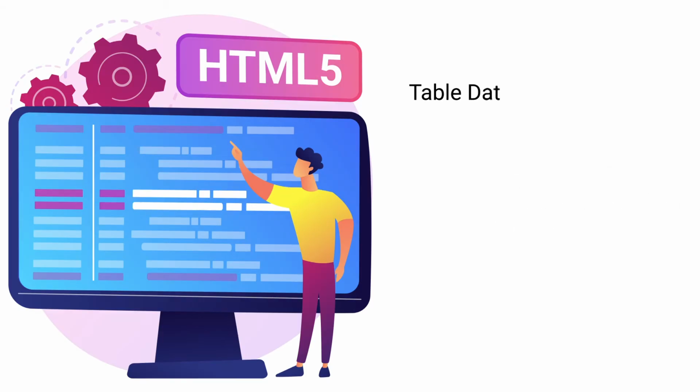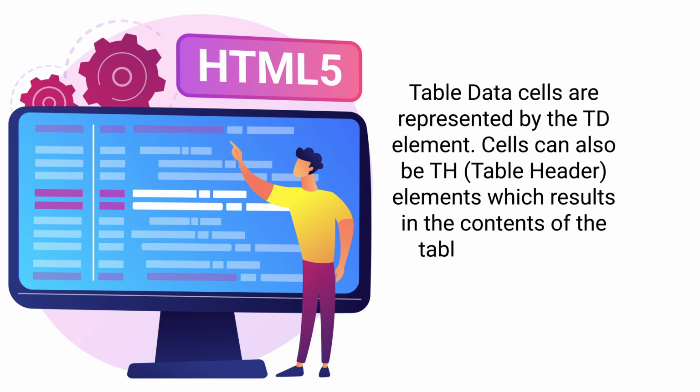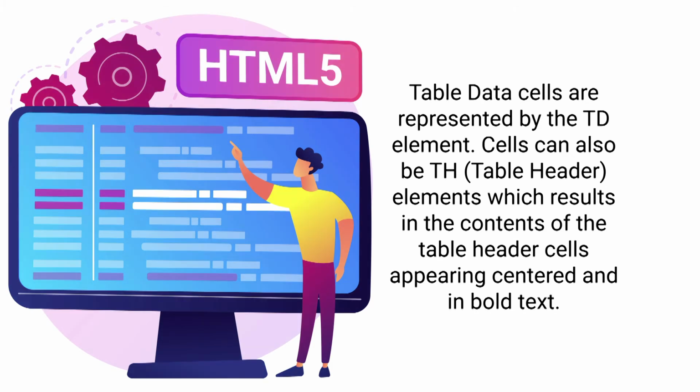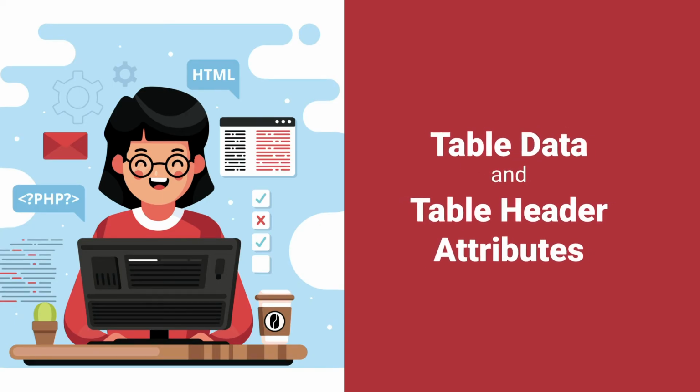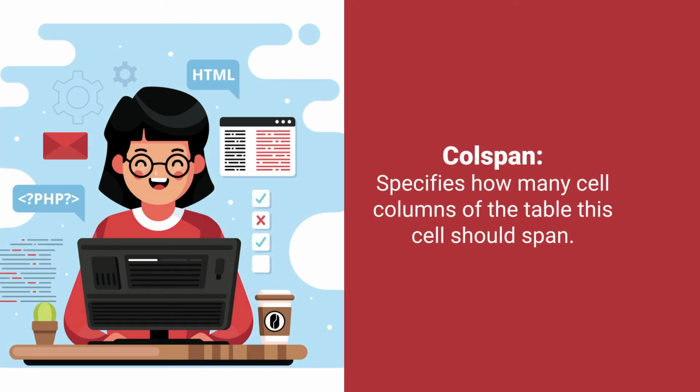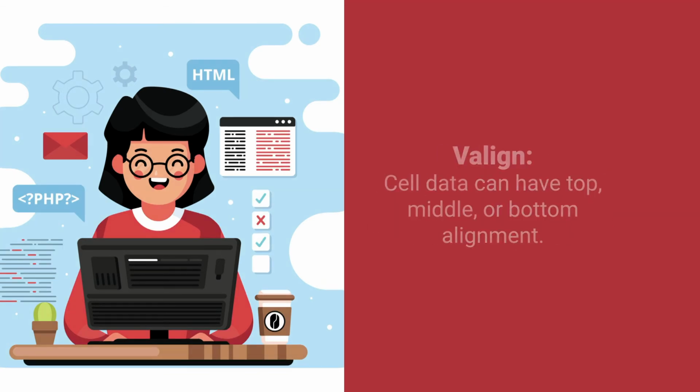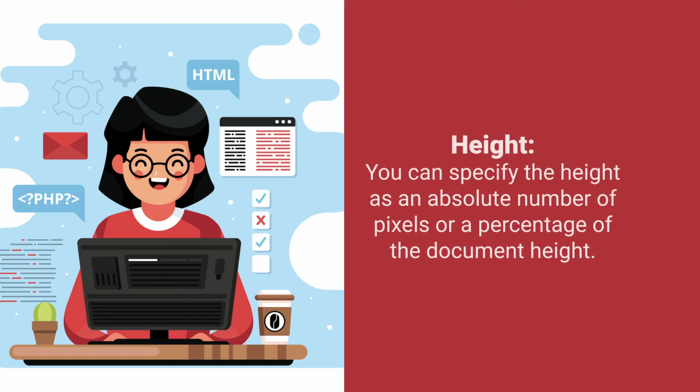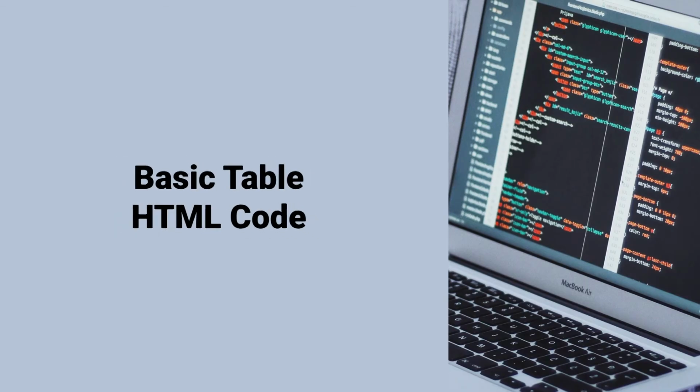Table data cells are represented by the td element. Cells can also be the th element, which is called a table header, which results in the table header cells appearing centered and in bold text. Table data and table header have column span, row span, align, vertical alignment, width and height properties. Now let's see a detailed example.